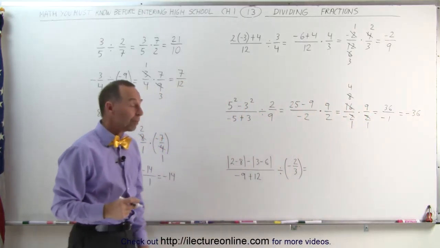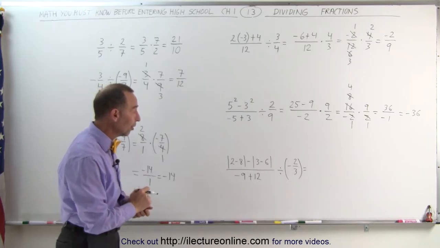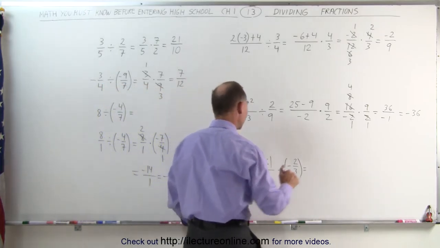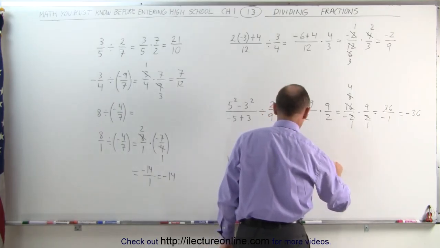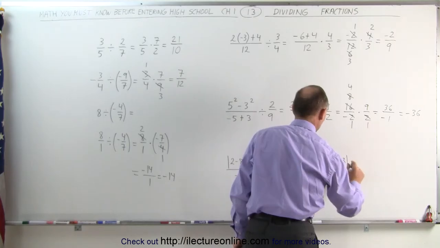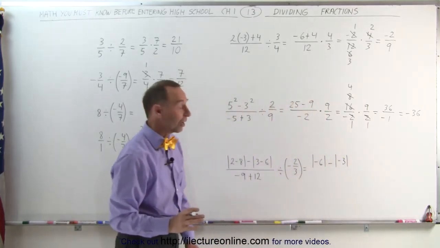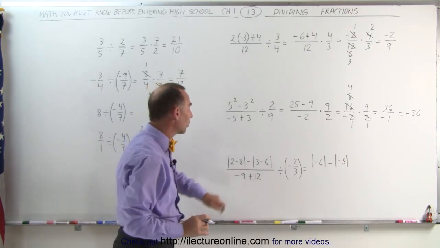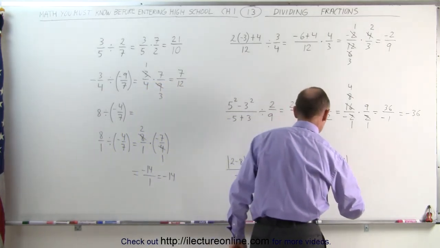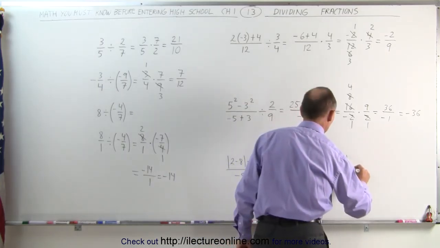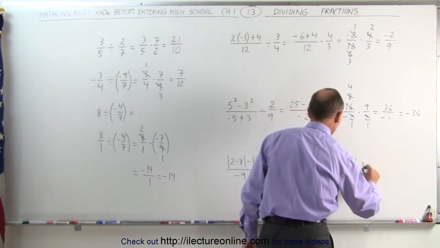Here, notice we have some absolute value signs to take care of first. So we work out what's inside the absolute value signs first. 2 minus 8, that becomes a minus 6, minus 3 minus 6, which is a minus 3. Notice I kept the absolute value signs there. I first simplify what's inside of them. Divide by minus 9 plus 12, that's divide by plus 3. And divide by fraction, same as multiplying by its inverse, so multiply times a negative 3 over 2.